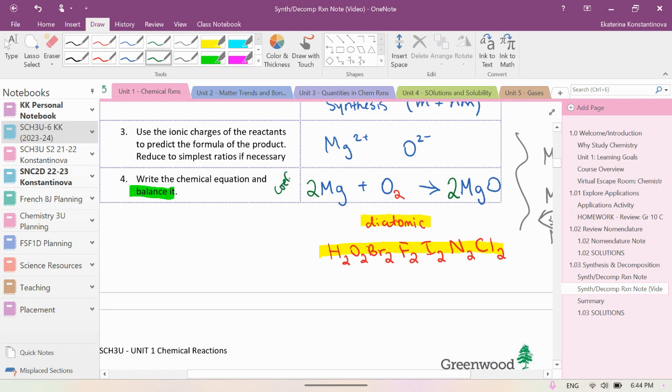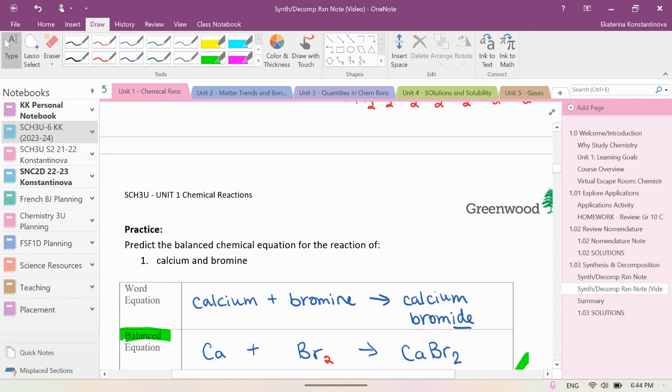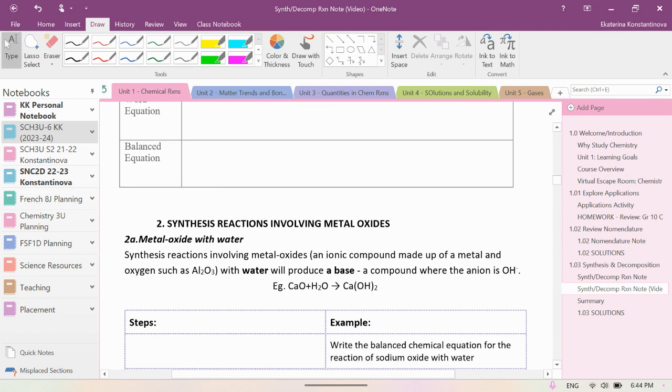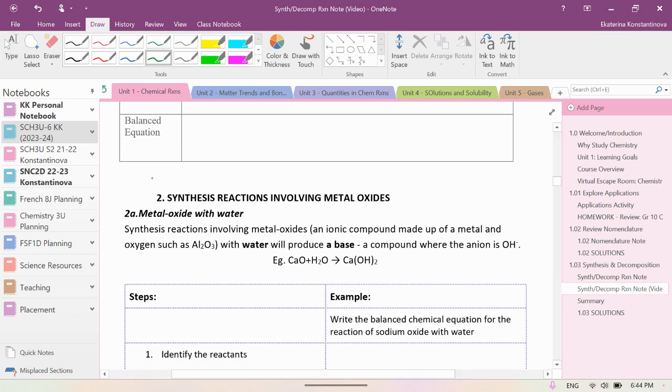So remember, these are called coefficients. Those large numbers you write in front of the element or compound, that is a coefficient. The little 2 beside the O2, that is a subscript. And then when we write charges, those are superscripts, so they go up. So coming back to our reactions, let's talk about synthesis reactions involving metal oxides. When we're talking about metal oxides, sometimes you'll see them referred to as metallic oxides.